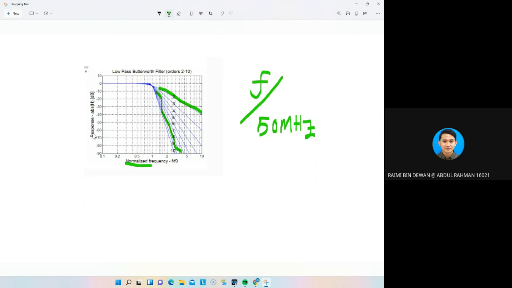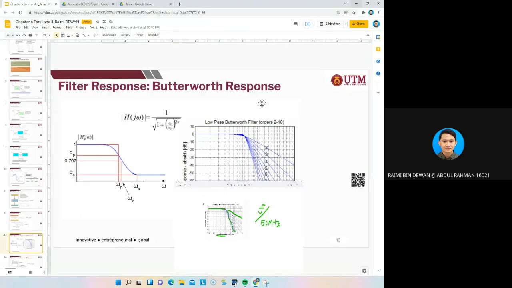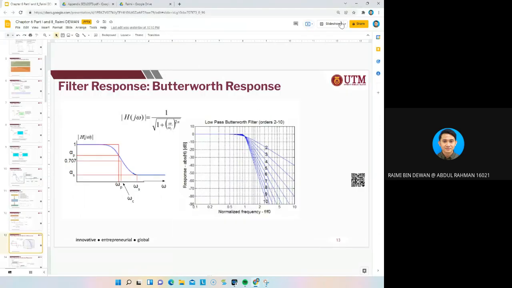And then here is the response in absolute and in dB scale. If you see here, it is 0 here, because 20 log 1 equals 0. That's why at the maximum we have 0 here, because 1 is like 100%. Then next slide.